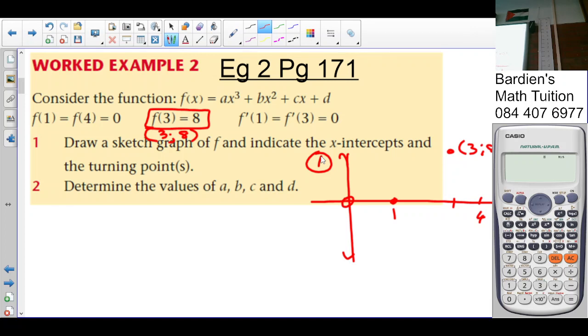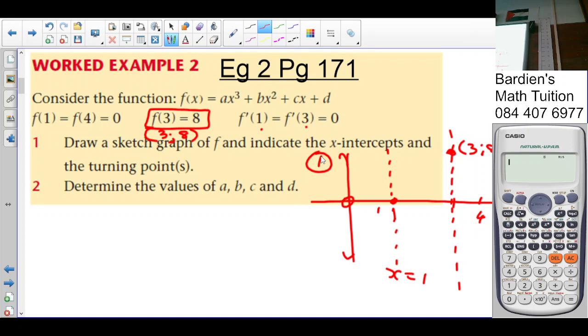F dash 1 is equal to 0. When do we set f dash x equal to 0? When we're working out our turning points. So this turning point is occurring at an x value of 1. So I draw that in. X is equal to 1. And x equal to 3. So what does that tell us with regards to 3 and 8? That is one of the turning points.